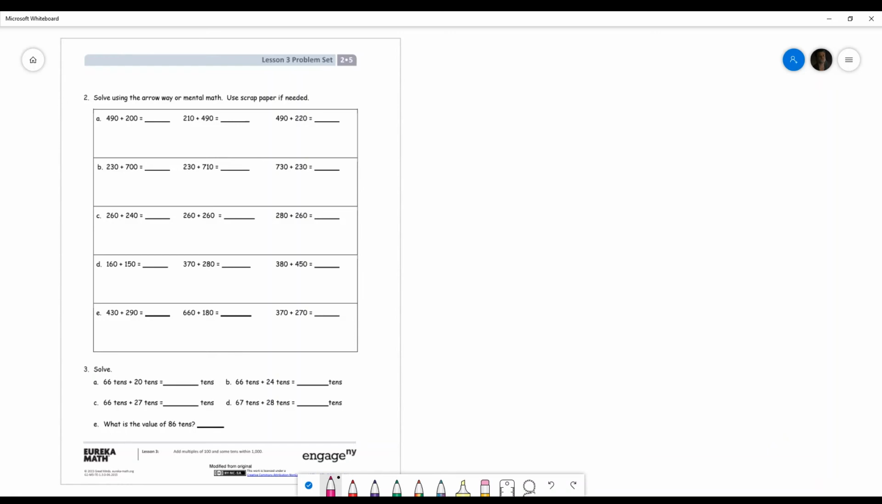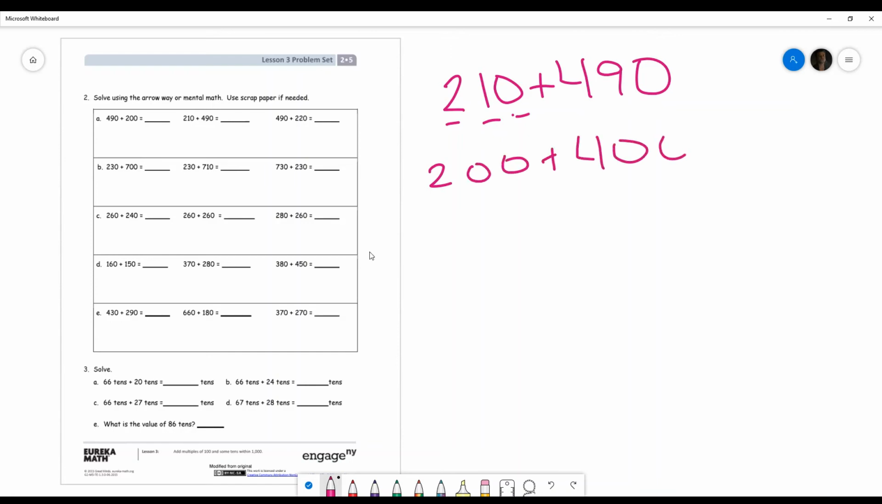Okay, let's do 210 plus 490. Now look at, again, a 3-digit number, which means we're going to have a hundreds, a tens, and a ones to add. So first I'm going to group the numbers together by my hundreds. So 200 plus 400 equals 600. But look, I still have tens to add together. I have 10 plus 90.